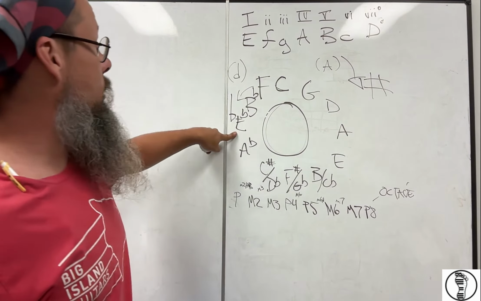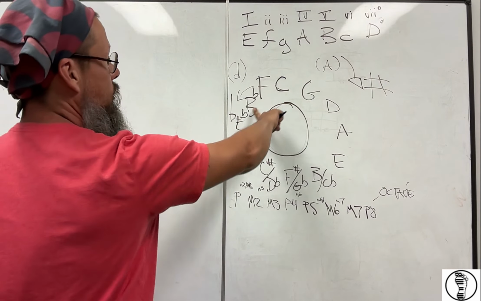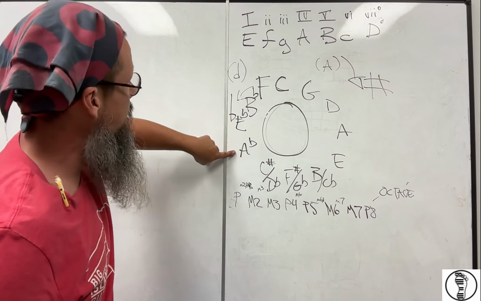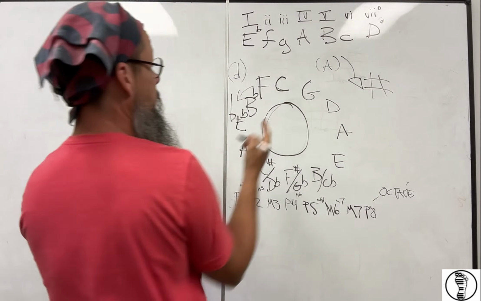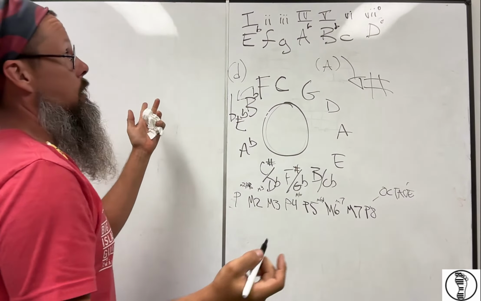When we go to E, we find ourselves saying E has 3 flats, 1, 2, 3. The flats are B flat, E flat, and A flat. You write them in accordingly. You can either do them in order and go B flat, E flat, and then A flat. Done.